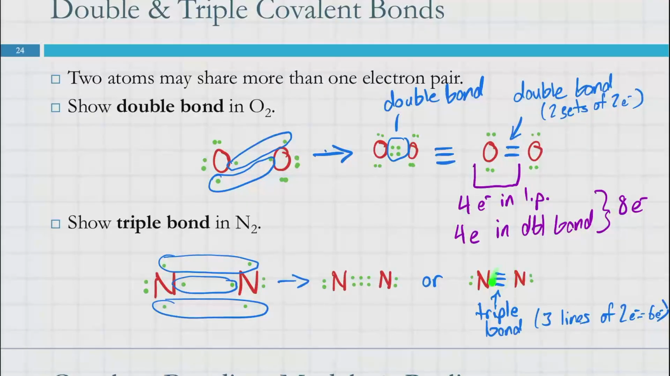So our triple bond has a total of 6 electrons in it. This counts towards each of the nitrogen's octets, and then they've got a lone pair as well. The lone pairs don't have to go on the outsides. They could be top and bottom. I just like the way it looks if they're on the outsides. Questions about any of these?